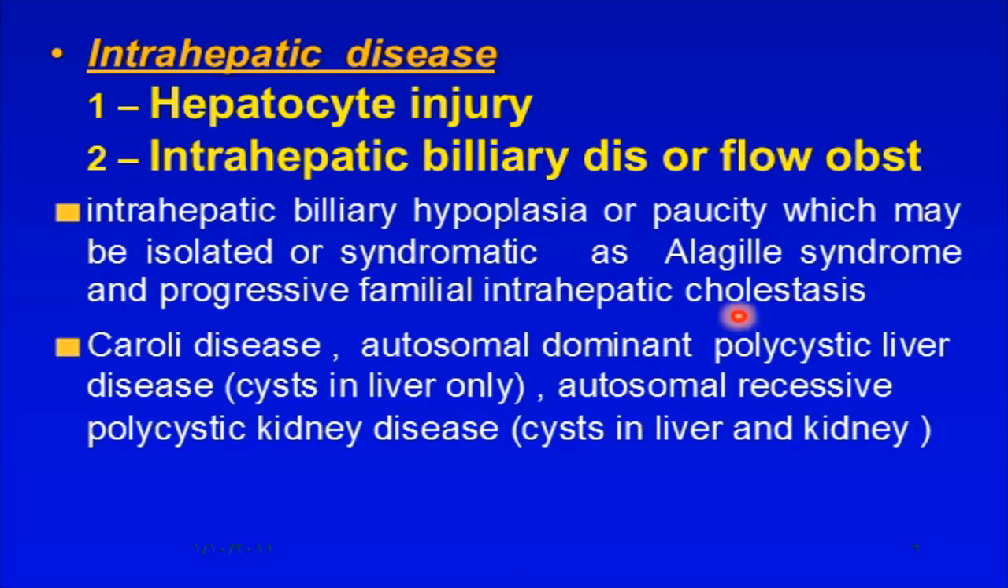Now, in intrahepatic disease, we mentioned hepatocyte injury. Then the second group in intrahepatic disease is intrahepatic biliary disease or flow obstruction, which includes intrahepatic biliary hypoplasia or paucity, which may be either isolated or syndromic as part of a syndrome, as in Alagille syndrome, and progressive familial intrahepatic cholestasis. Also, we have Caroli disease, autosomal dominant polycystic liver disease, cysts in the liver, and autosomal recessive polycystic kidney disease, cysts in the liver and kidney.